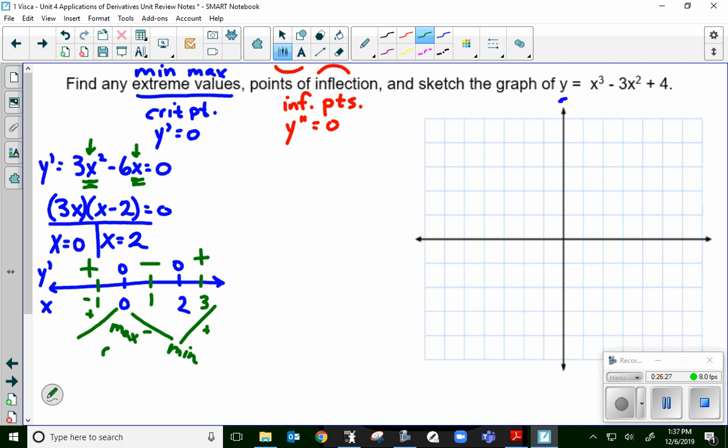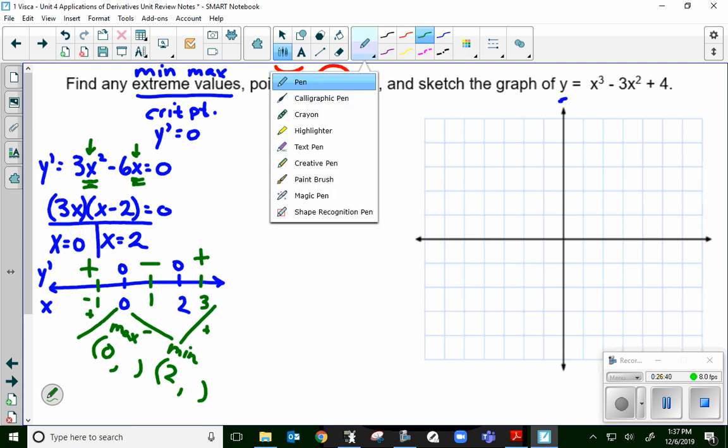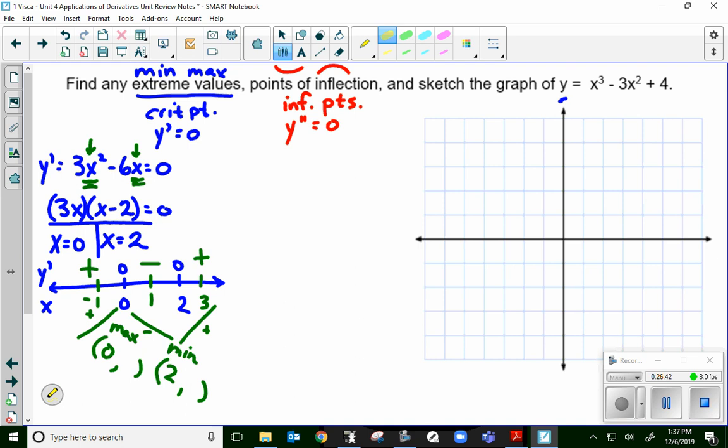There's a max at x equals 0, but I don't know what my y value is. I have a minimum at an x value of 2, but I don't know the y value either. How do I find the y values for those x values? I take my x value of 0 and plug it into my original equation. 0 cubed is 0, 0 times anything is 0, and 0 plus 4 gives me 4. I have a maximum at the coordinate (0, 4).